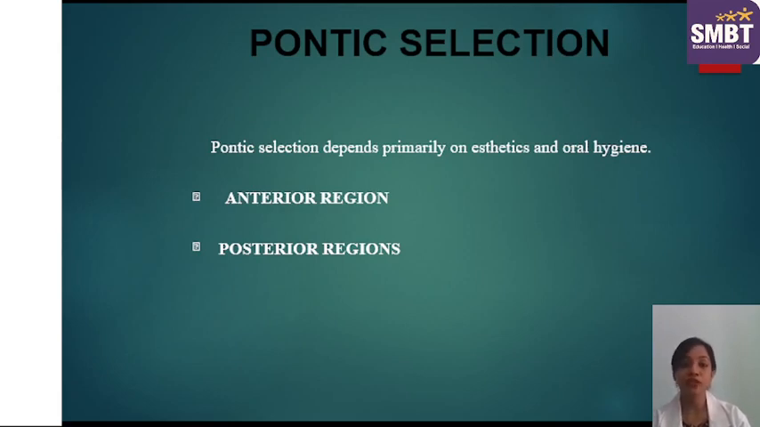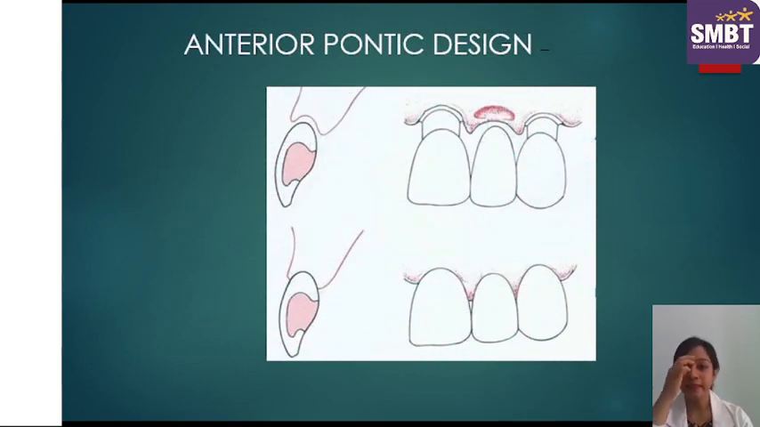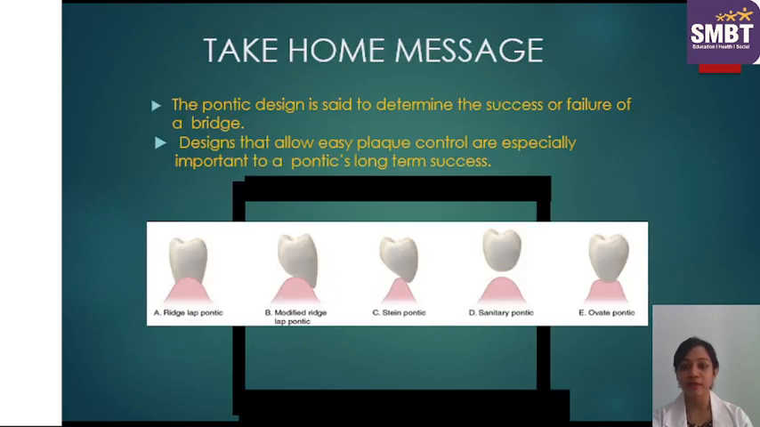The anterior area generally is the area with less stress, but it is visible, and so aesthetics plays a very important role here, whereas in the posterior area the strength, that force of mastication, needs to be taken into consideration, and so the criteria for selecting the design varies when the tooth lies in the anterior region or the posterior region. So this is the anterior pontic area. Here aesthetics is given prime importance, whereas this is for the posterior region where hygiene is given most importance.